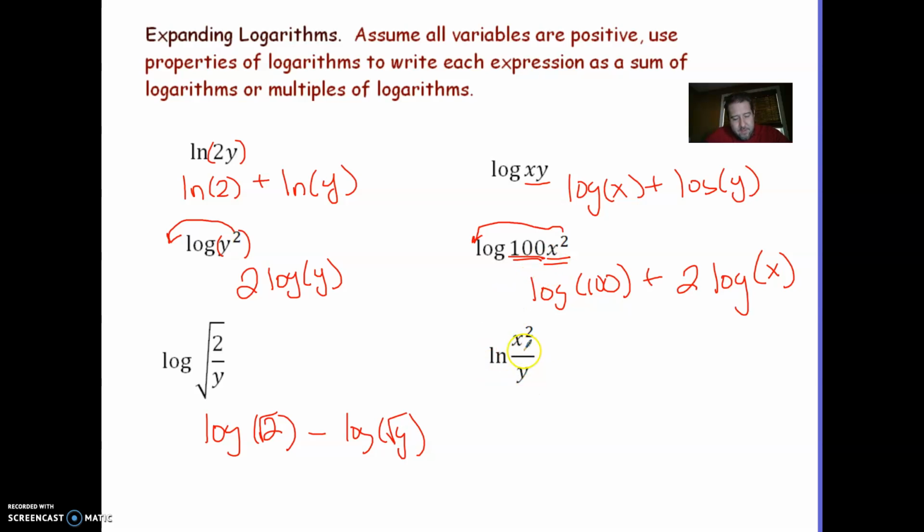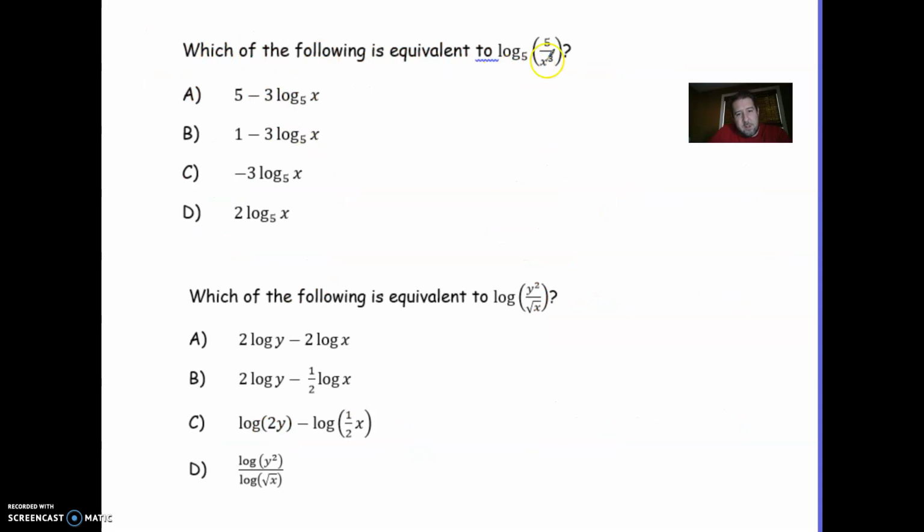And this one, so we have division, so that's subtraction again. So that's a natural log. So this becomes, out in front, the coefficient: 2 times natural log of x minus natural log of y. All right, and which of the following is equivalent to this?